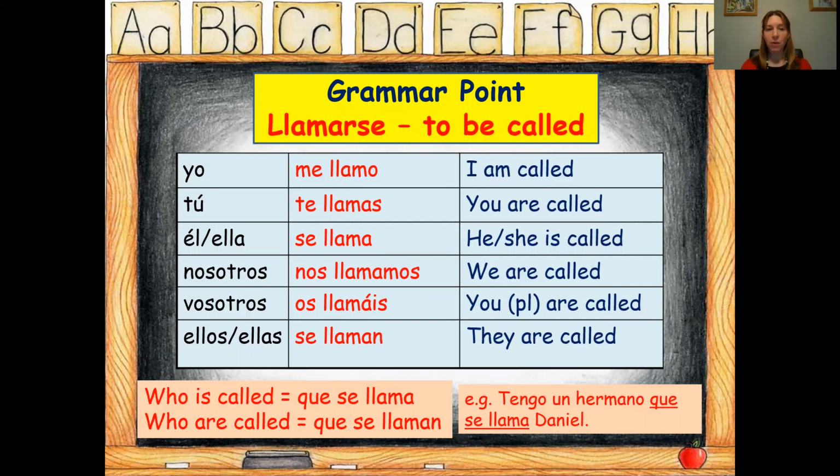Or another way of doing it, if you want to say, I have a sister who is called Jane, you need to add the que. You can see that at the bottom of the screen. So for example, you might say, sí, tengo una hermana que se llama Jane. I have a sister who is called Jane. And there's another example there.